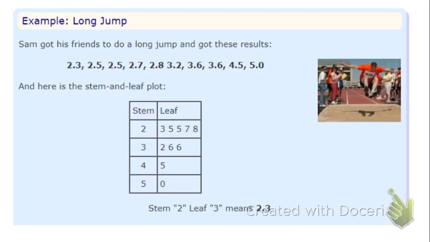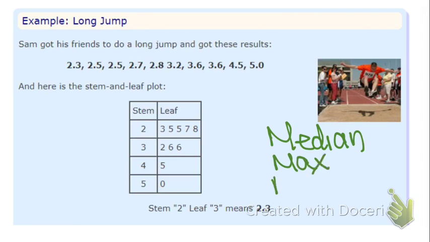Let's take a look at this example. In this example, we're going to find the median, the maximum, the minimum, and the range for this data set from the stem and leaf plot. Because really that's what we're trying to figure out: can we read a stem and leaf plot and get the information that we need from it.